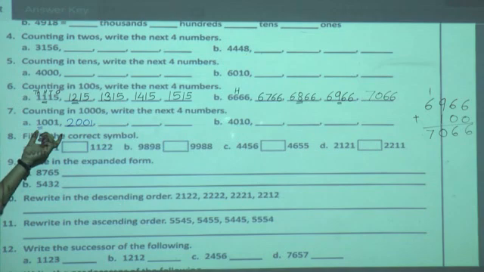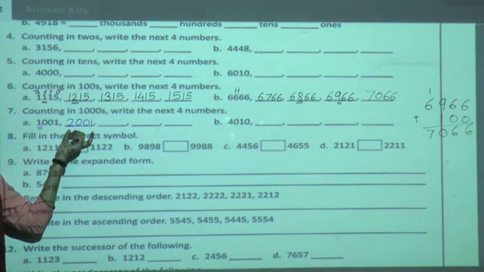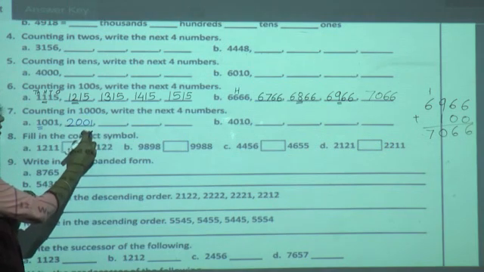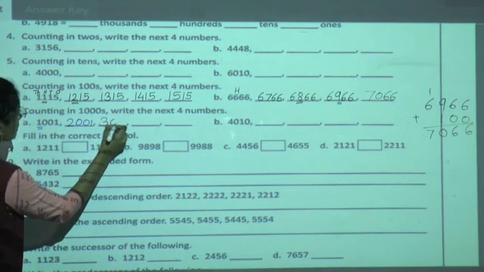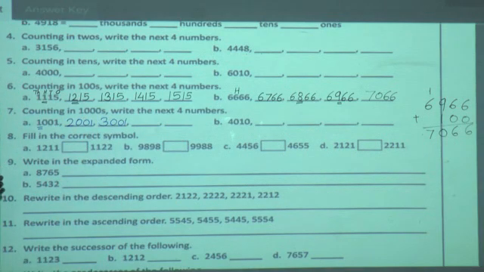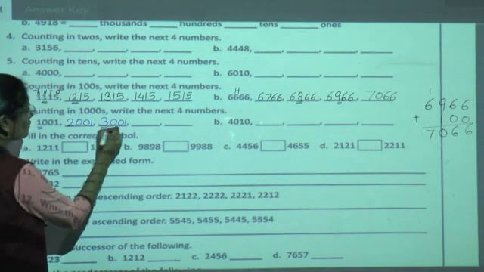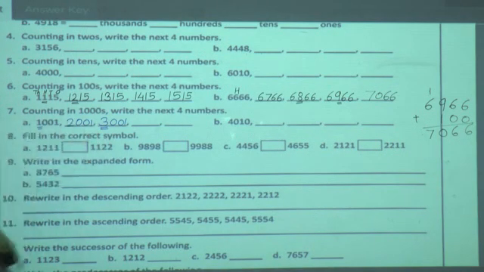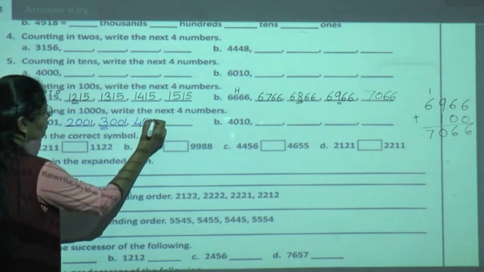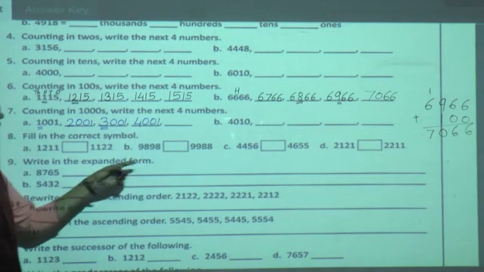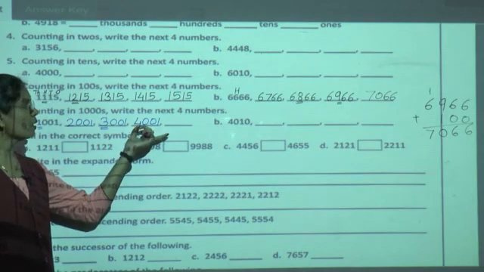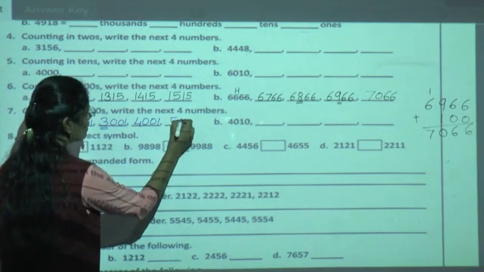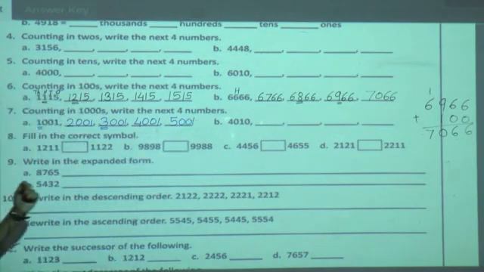So 1001 plus 1000, 2001. Now again we will add 1000 in this number. So what will be the number? 3001. Now again see the thousands place digit 3 is there. Add 1 in this 3, plus 1 we will get 4. So the next number will be 4001. Again we will do the addition 4001 plus 1000, then what will be the answer? Next number 5001. Understood? Okay.